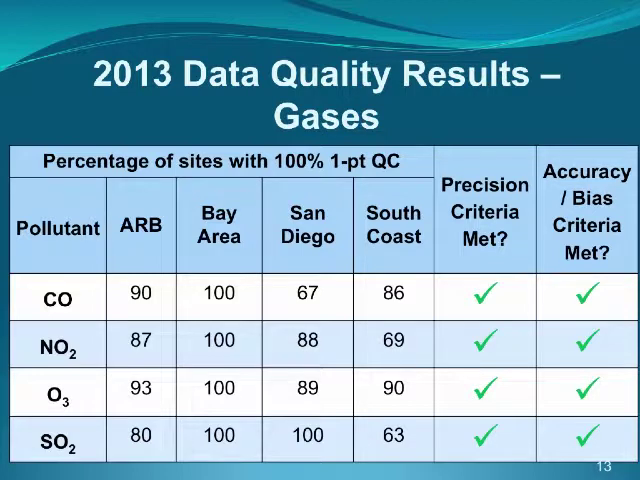So what we're looking at now is the precision and accuracy. Are we meeting the levels for precision and accuracy at the PQAO level? On the right-hand side, you can see by each pollutant and by the PQAOs that we are meeting the precision and the accuracy criteria. Information on the left is how much one point QC checks are being uploaded. Again, we have 29 CO instruments in our state. 90% of them are uploading 100% of the one point QC checks.